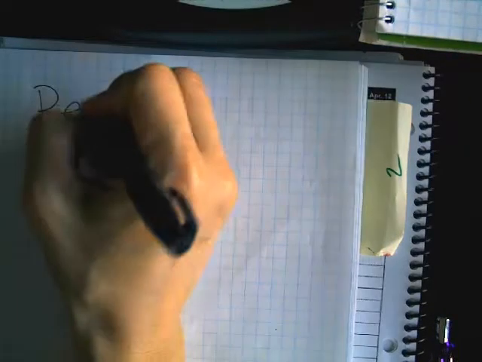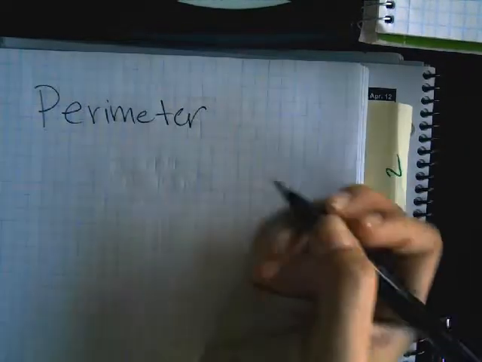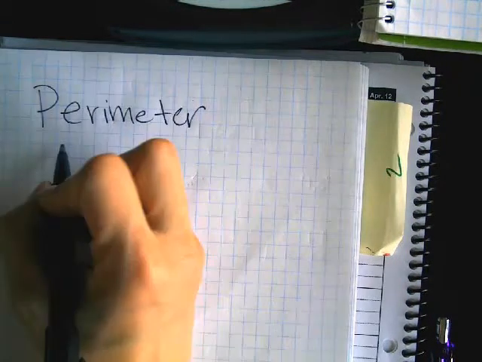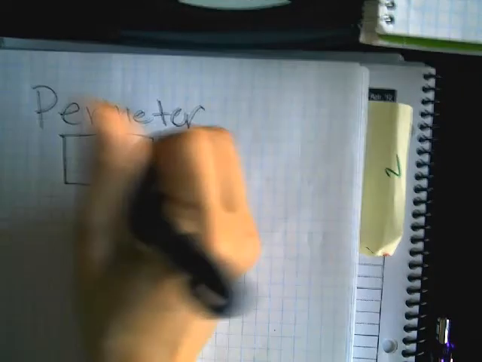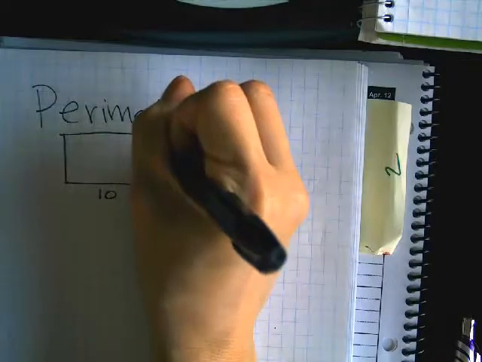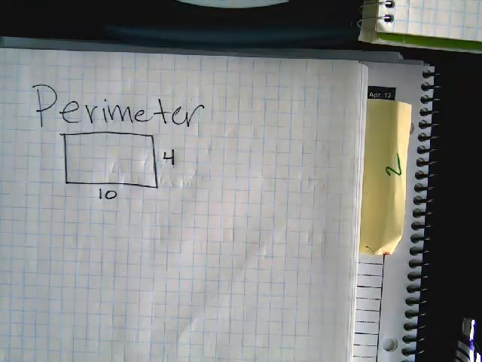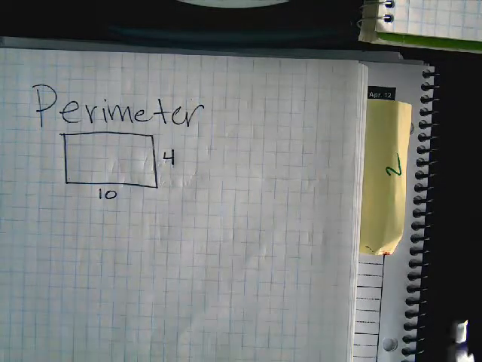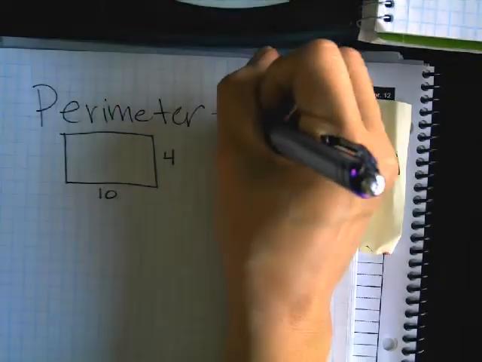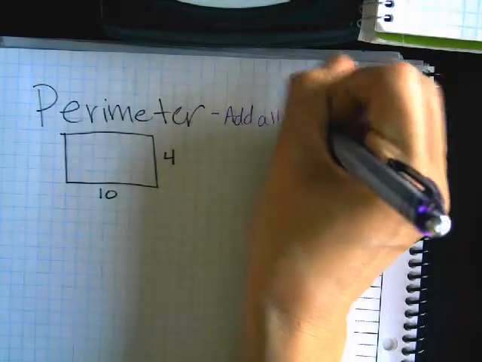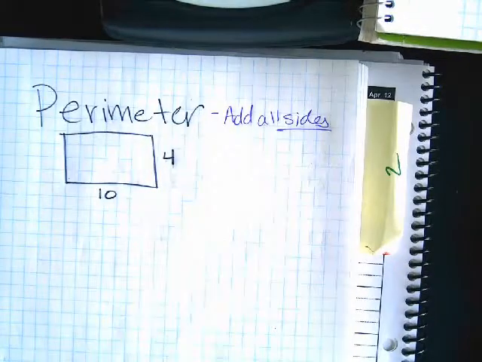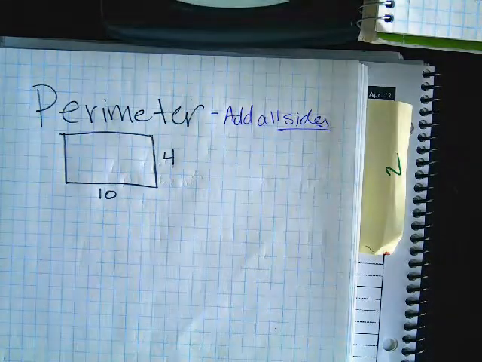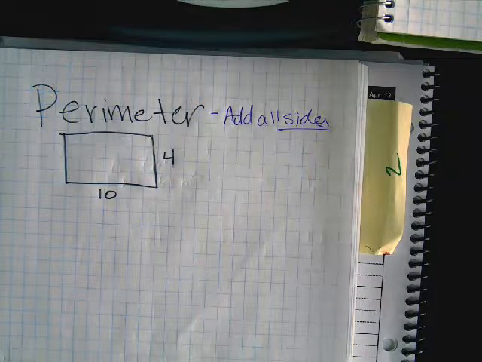You guys know what perimeter is? What do you think you know? Yeah. So, perimeter. How do you find perimeter? That's area. Count the outside squares. Area is how many squares are inside. Perimeter is like a fence. How much fence do I need?